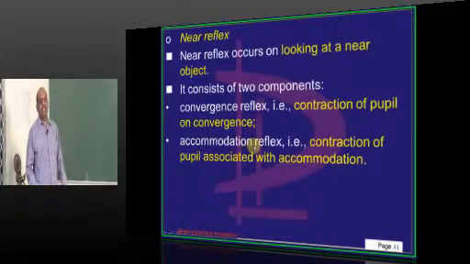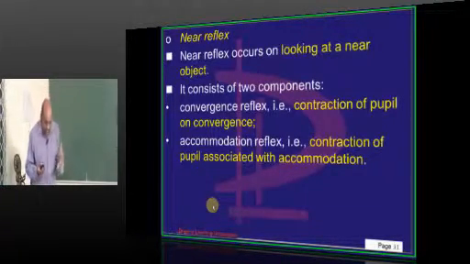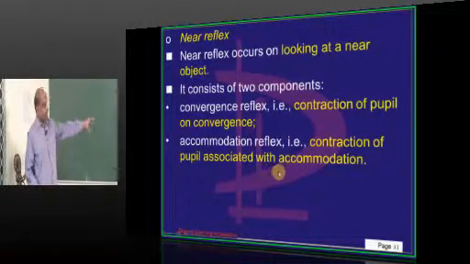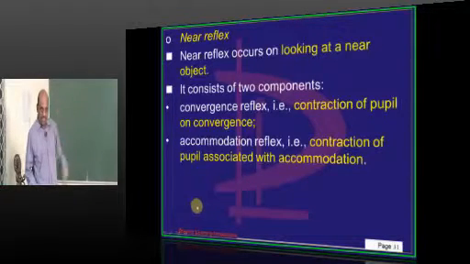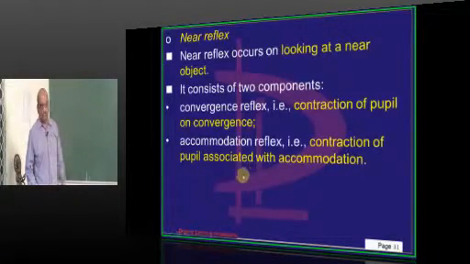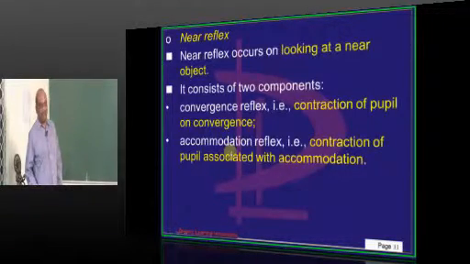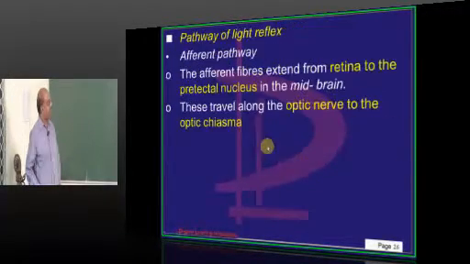Then there is an accommodation reflex. What is that? Typically, whenever you are looking towards a near print, then along with the accommodation, where there is a change in the curvature of the lens, there is a contraction of pupil, which is called accommodation reflex. So these are the two important reflexes. Now we will go back to our original story.